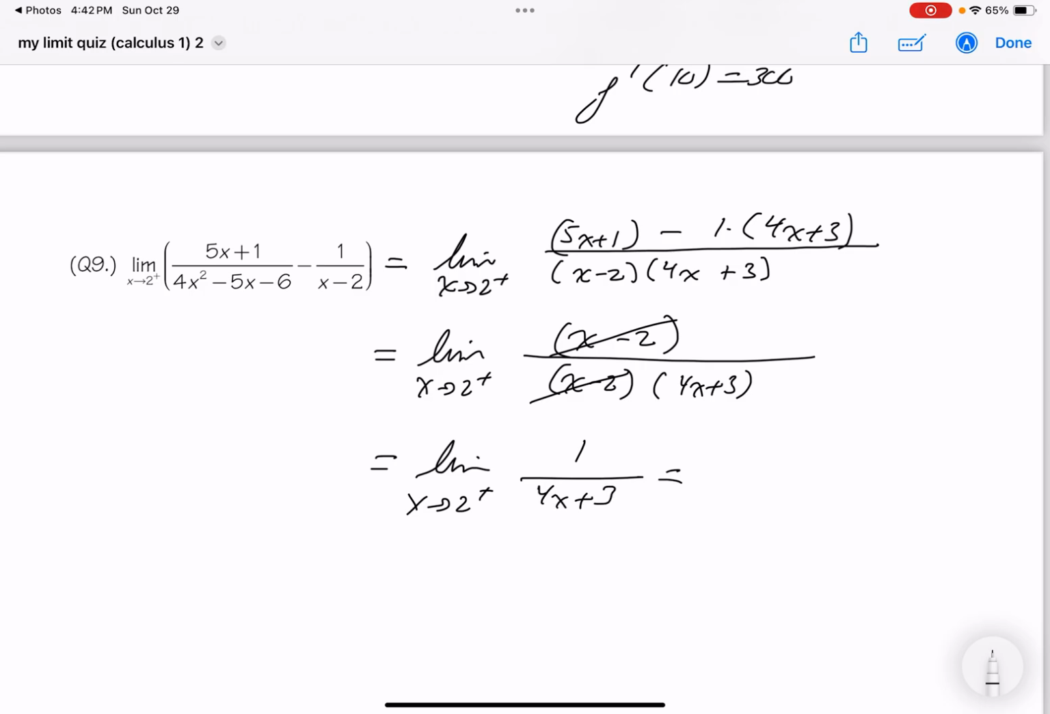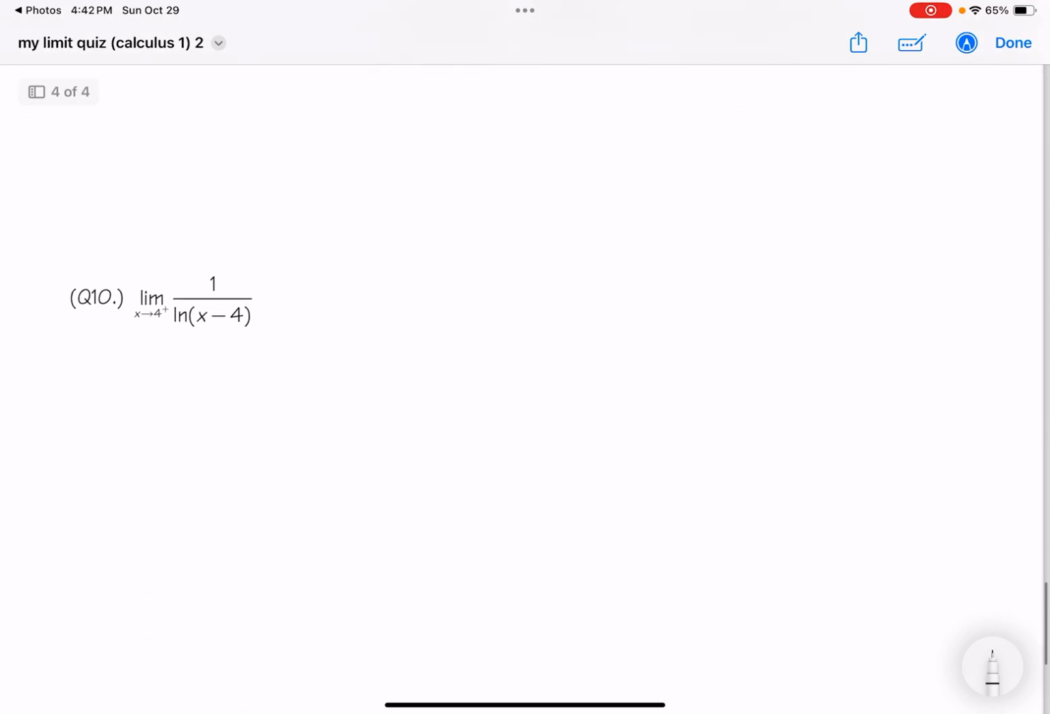And can I do that? I sure can. And what do you get over there? You get 1. I'm using limit laws now. That's going to be 8 plus 3, which is 11. So 1/11. All right, let's go to the last problem, number 10.